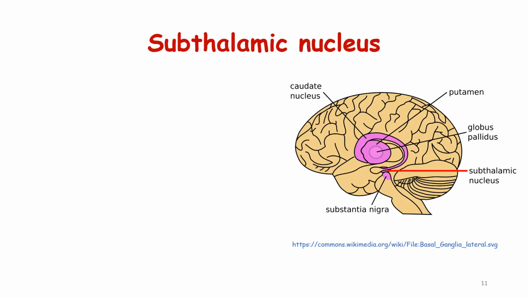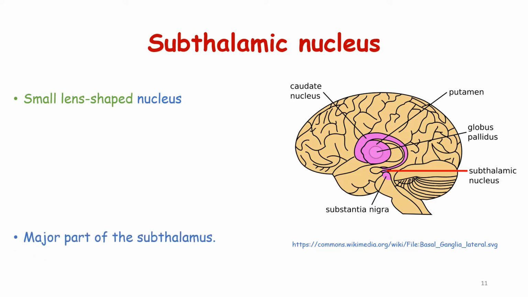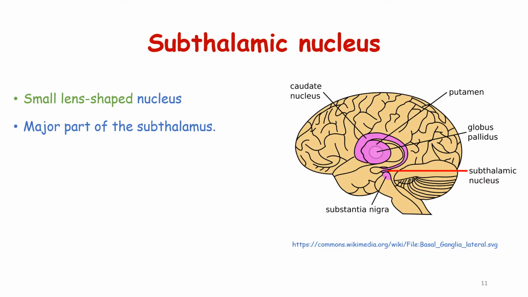The subthalamic nucleus is a small lens-shaped nucleus in the brain where it is, from a functional point of view, part of the basal ganglia system. In terms of anatomy, it is the major part of the subthalamus. As suggested by its name, the subthalamic nucleus is located ventral to the thalamus.